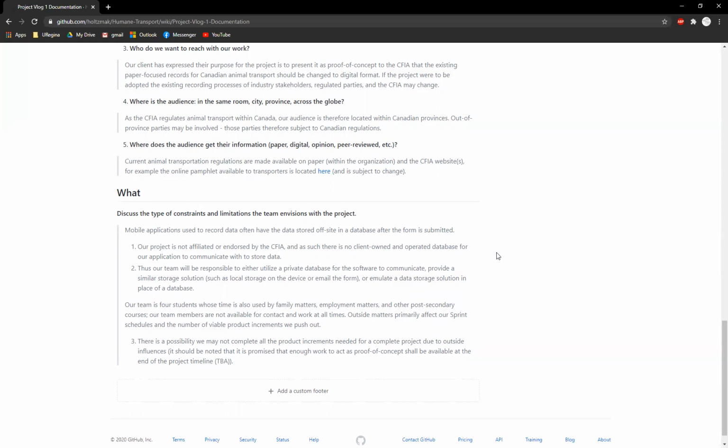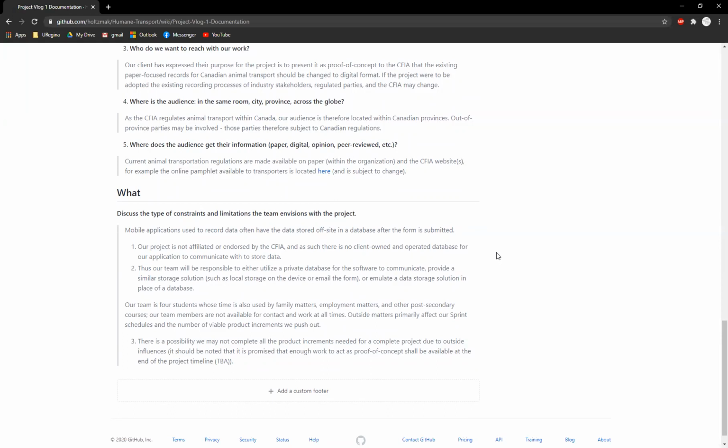So this means that our project will be responsible to either utilize a private one, or we'll need to provide a similar storage solution, such as local storage on the phone, or we'll need to emulate a data storage solution. So these are things that we'll need to consider as a team, possibly doing backlog refinement as to what solution we prefer.